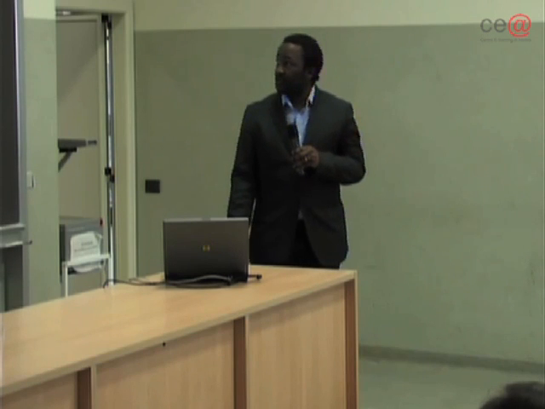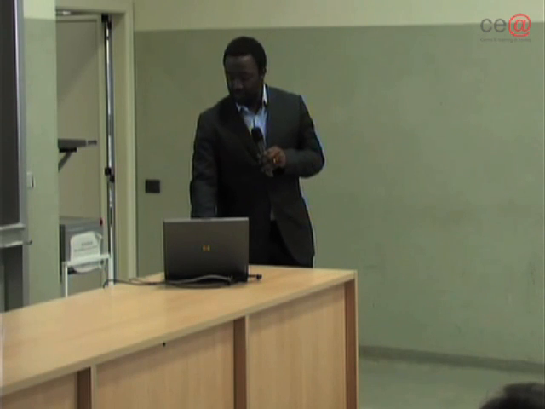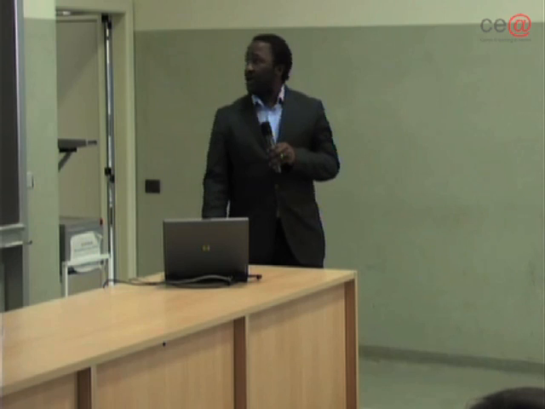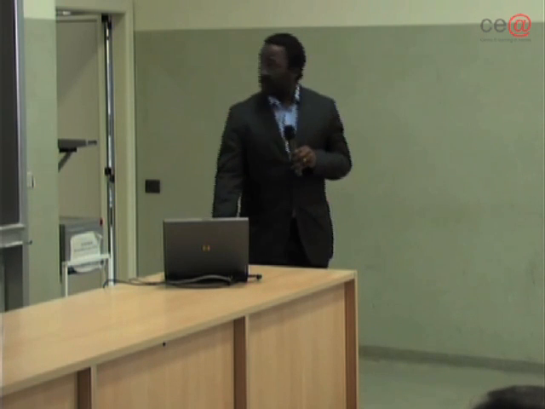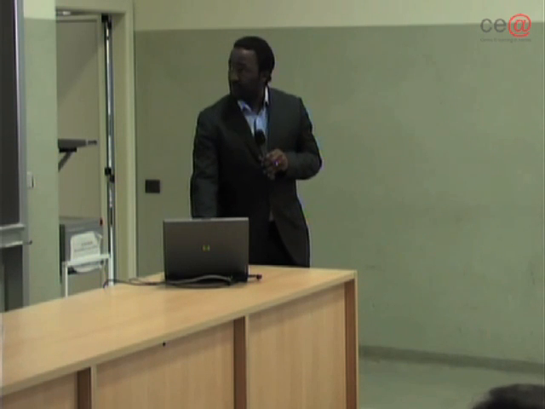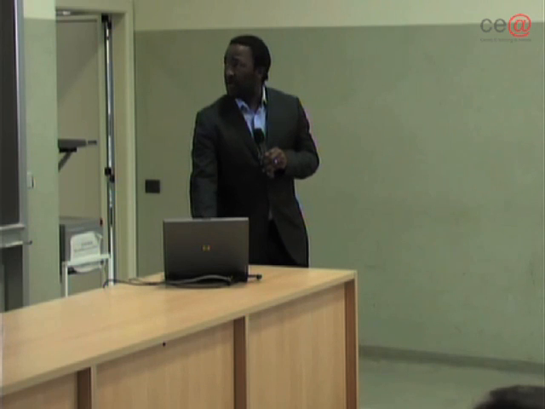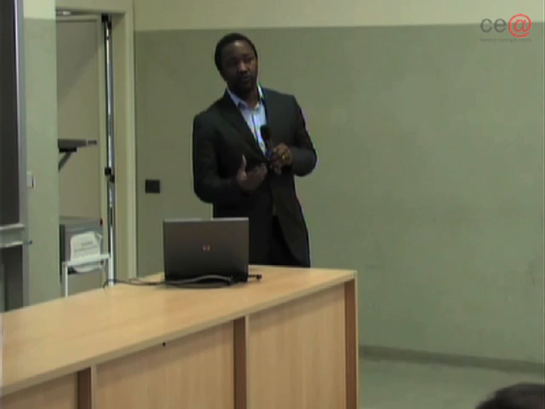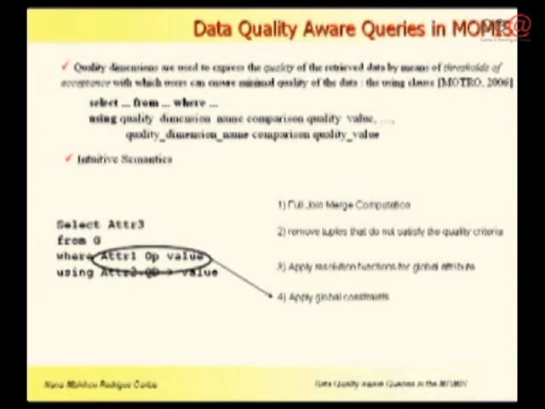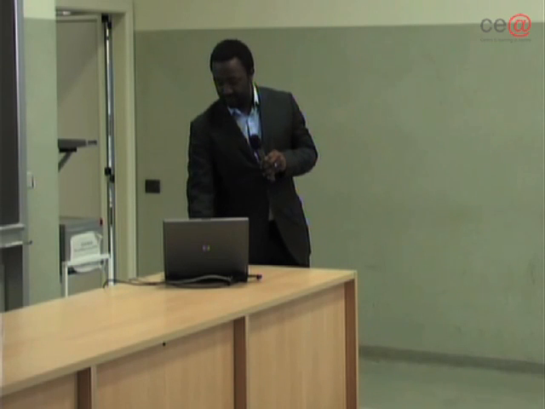To obtain the global class, we use full join match computation. Quality constraints remove tuples that do not satisfy the quality criteria. We apply a resolution function for the global attribute because when we integrate different local sources, we have the problem of data conflict. Finally, we apply the global constraint to specify the selection criteria.